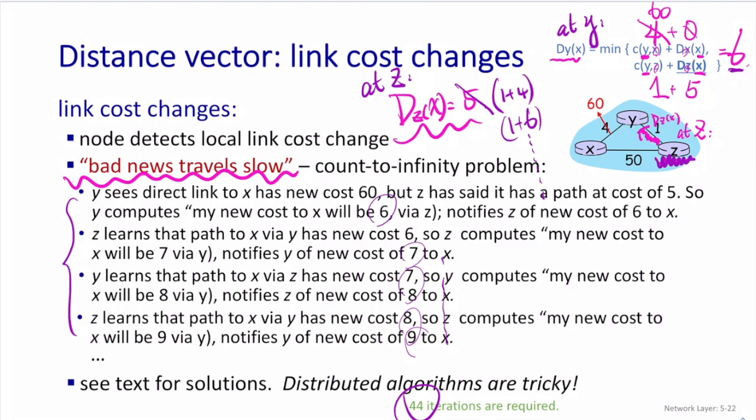The number will be larger than 60. So y and z finally figure out they should take a new route from y to x through z. The answer will be 51, which is much better than yx. So the update procedure will be very complex. First y will update and z will update, y will update, z will update, and so on. So bad news travels slow. That is one of the shortcomings of distance vector. But eventually it will be the correct value, but it takes many iterations. If you want to know the exact description of this 44 iterations, you can take a look at the textbook.